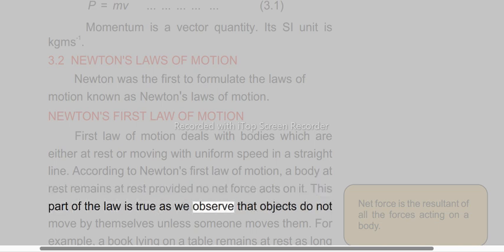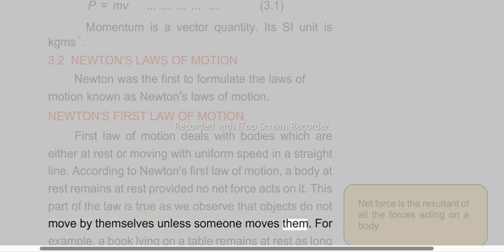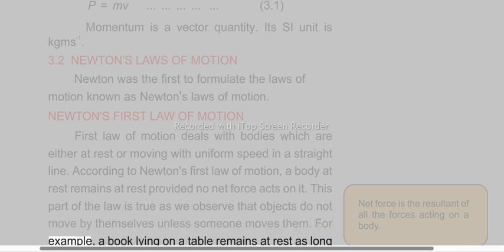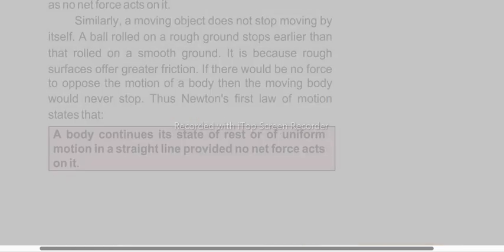This part of the law is true as we observe that objects do not move by themselves unless someone moves them. For example, a book lying on a table remains at rest as long as no net force acts on it. Similarly, a moving object does not stop moving by itself. A ball rolled on a rough ground stops earlier than that rolled on a smooth ground. It is because rough surfaces offer greater friction. If there would be no force to oppose the motion of a body, then the moving body would never stop. Thus Newton's first law of motion states that a body continues its state of rest or of uniform motion in a straight line provided no net force acts on it.